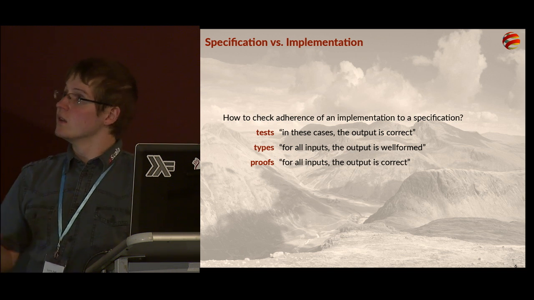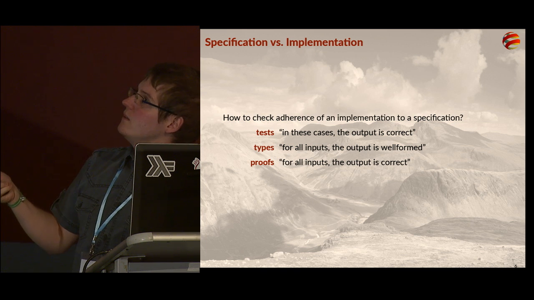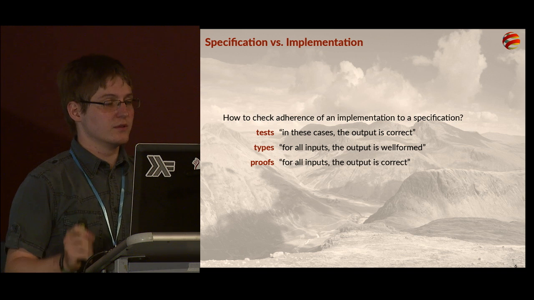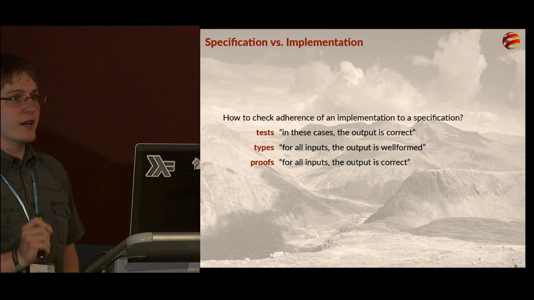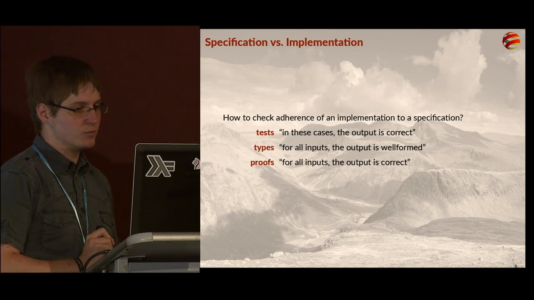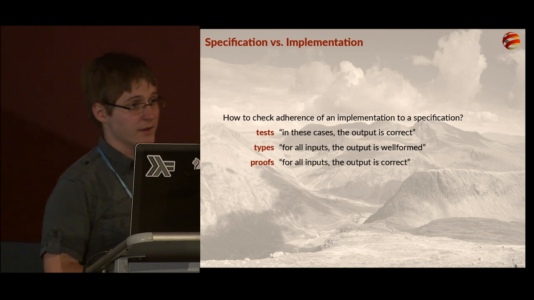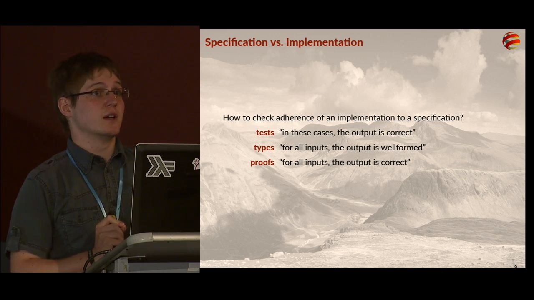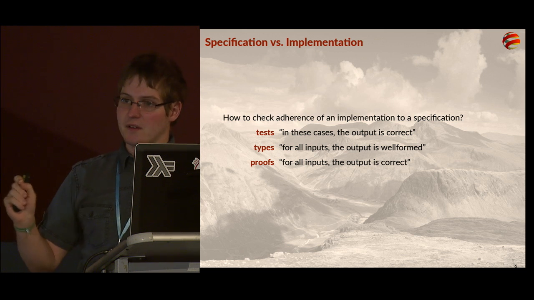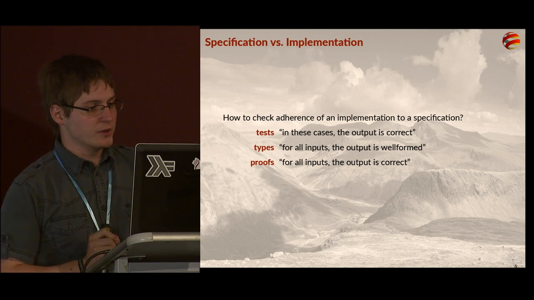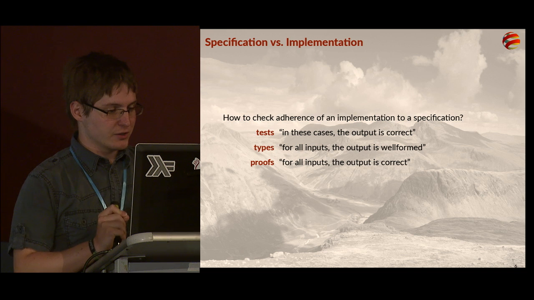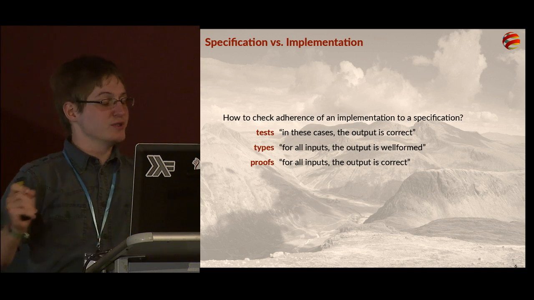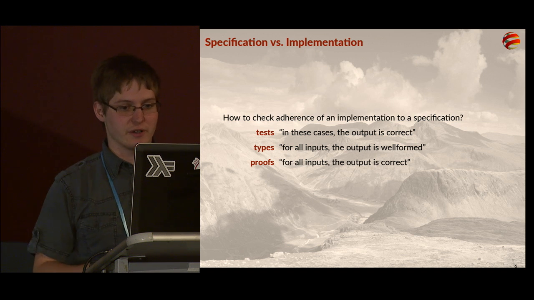And the third level, the most advanced level, is the proof level. And this is actually saying for all inputs, the output is correct. So we have to give a definition of what it means for the output to be correct. And then we have to give some evidence, we have to give a proof why that is the case. And the good thing here is that when you have a proof, you have it actually proven for all inputs. So beyond any reasonable doubt, essentially, your function is going to be correct.